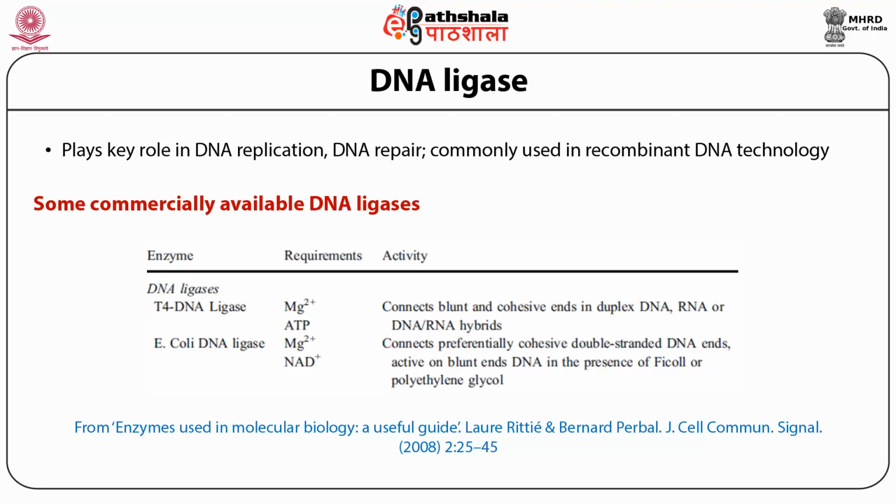Then another enzyme, E. coli DNA ligase, or the ligase enzyme that comes from E. coli, it requires magnesium ion and NAD+ for its activity, and it can join cohesive double-stranded DNA ends. It's active on blunt ends in the presence of Ficoll or polyethylene glycol in vitro.